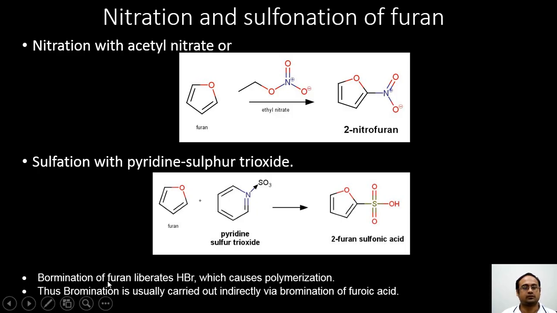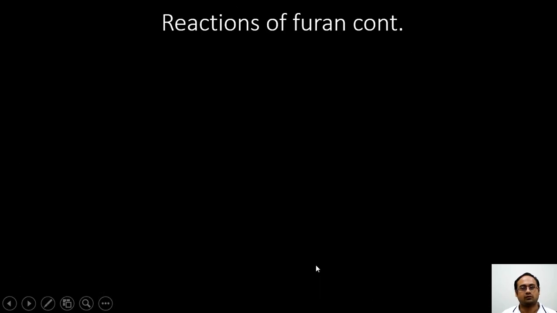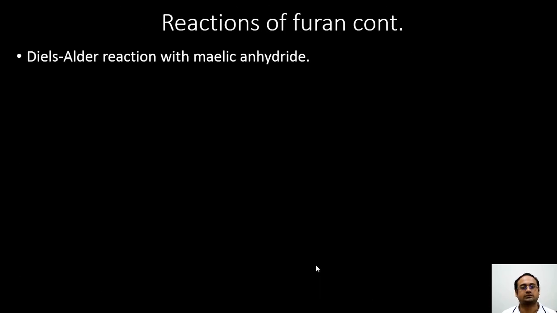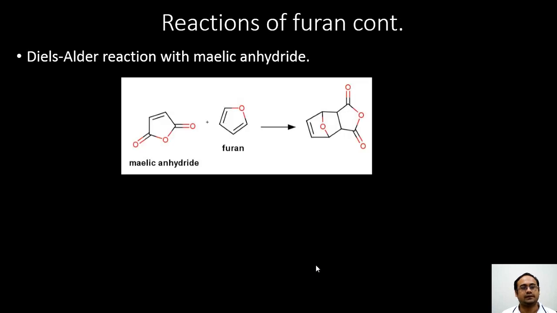If we try to do bromination of furan, HBr is liberated, which leads to polymerization. Therefore, bromination is usually carried out indirectly via bromination of the furoic acid, which is not so reactive and is not susceptible to polymerization. Now, moving towards some other reactions of furan, like the Diels-Alder reaction, in which the furan acts as a diene and the maleic anhydride acts as a dienophile. So they form bonds with each other and a tricyclic structure is formed.